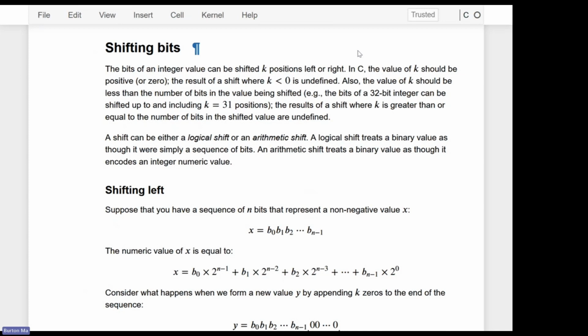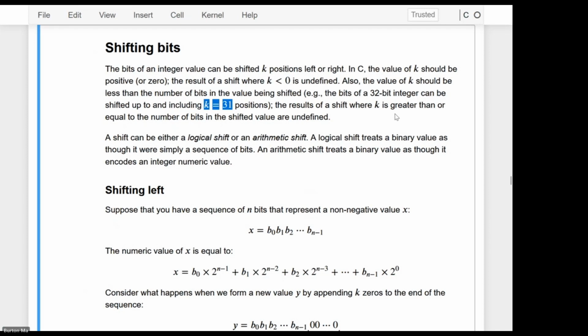If you pass in a negative value for the shift amount, your code will probably compile, but the result is undefined. So it may not do what you want. Also, if you have an 8-bit number, you normally cannot shift the number by more than 8 bits. So that value of k is constrained by the number of bits in your number. It's actually one minus the number of bits in the number. So if you have a 32-bit integer, at most you can shift by 31 positions. Again, if you try to shift by more, the result is undefined.